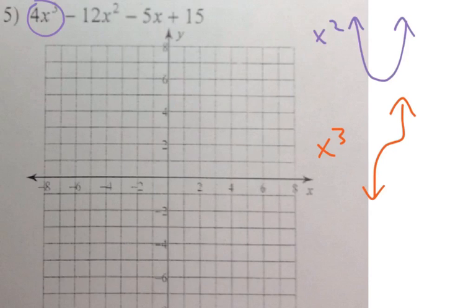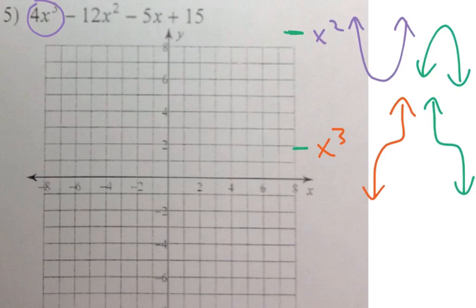Now, what would happen, though, if it was negative x squared? Well, instead of opening up, it would open down. So that's what the negative is going to do, it's going to flip it down. What about the x cubed? If I make it negative, you have to understand it flips and goes the other way like that. So it S's in the other direction.